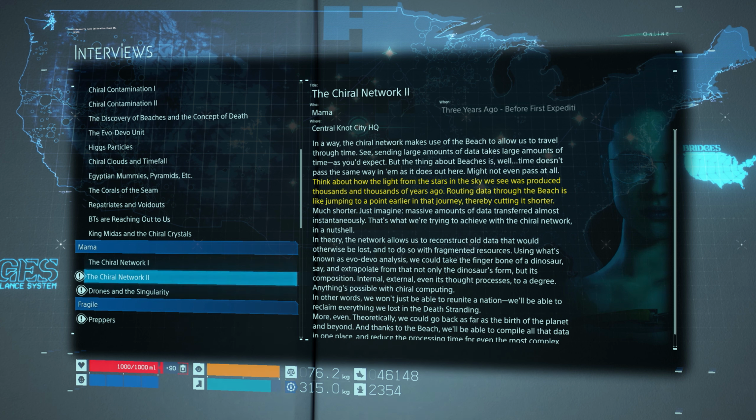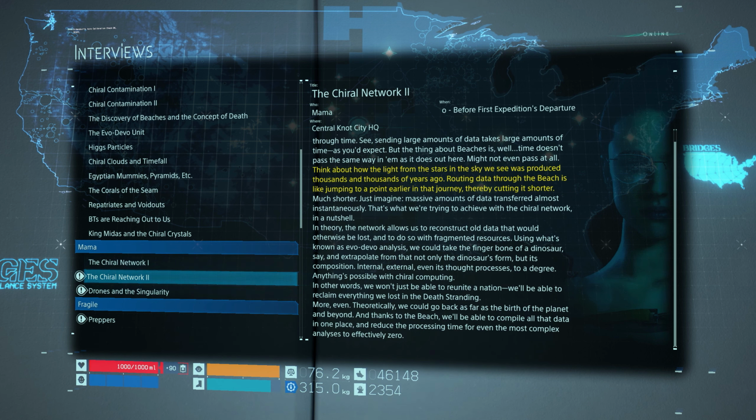In theory, the network allows us to reconstruct old data that would otherwise have been lost, and to do so with fragmented resources. Using what's known as Evo-Devo analysis, we could take the finger bone of a dinosaur and extrapolate from that not only the dinosaur's form, but its composition, internal, external, even its thought processes to a degree. Anything's possible with chiral computing. In other words, we won't just be able to reunite a nation, we'll be able to reclaim everything we lost in the Death Stranding. More, even. Theoretically, we could go back as far as the birth of the planet and beyond. And thanks to the beach, we will be able to compile all that data in one place, and reduce the processing time for even the most complex analyses effectively to 0.